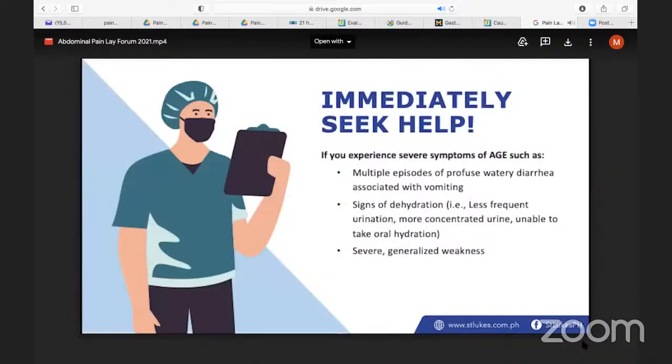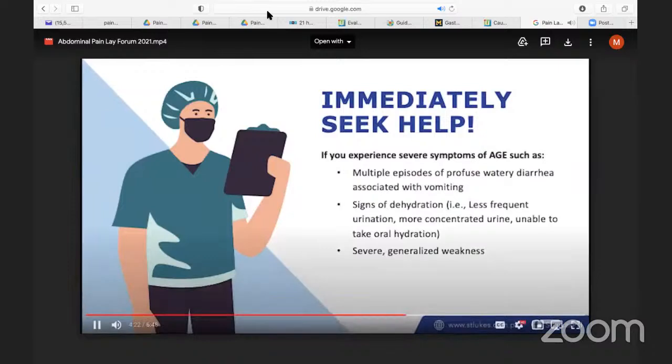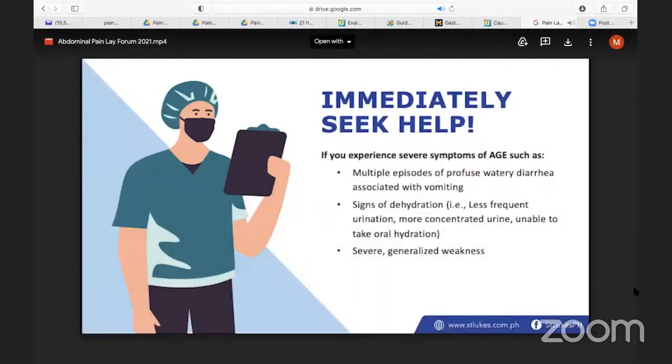Call your doctor immediately if you are experiencing symptoms such as multiple episodes of profuse watery diarrhea associated with vomiting, signs of dehydration like less frequent urination, more concentrated urine, inability to take oral hydration, and severe generalized weakness. These are symptoms of severe acute gastroenteritis that require prompt medical attention.